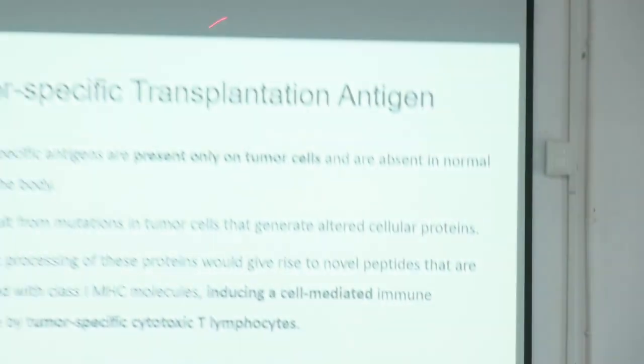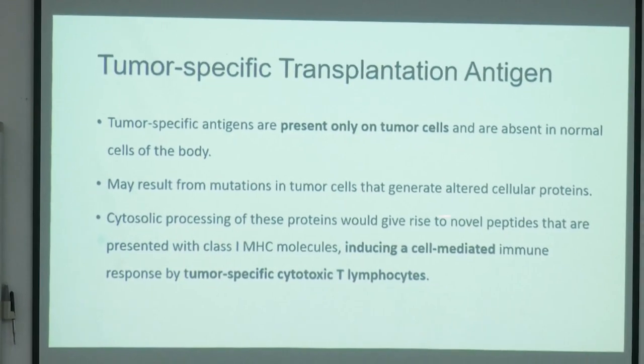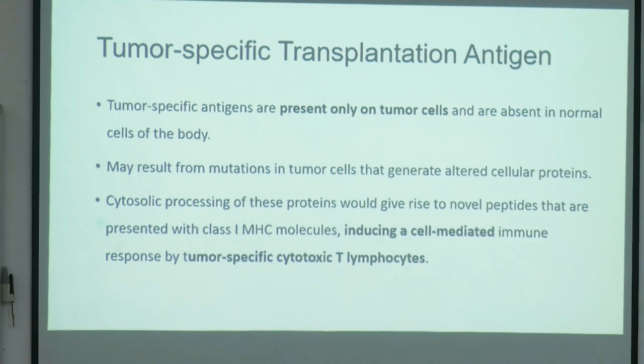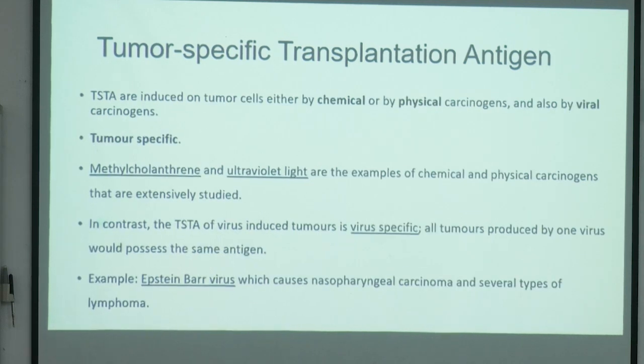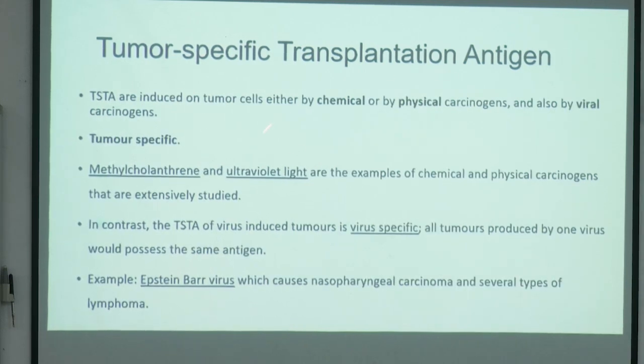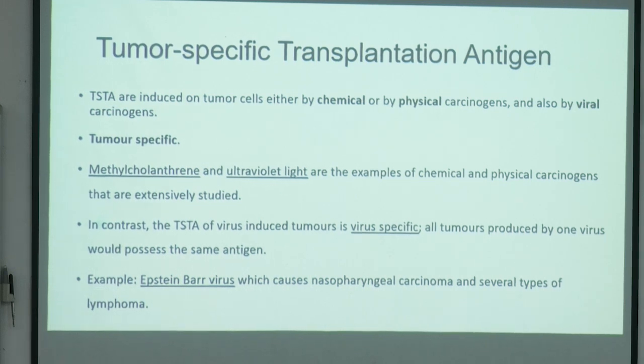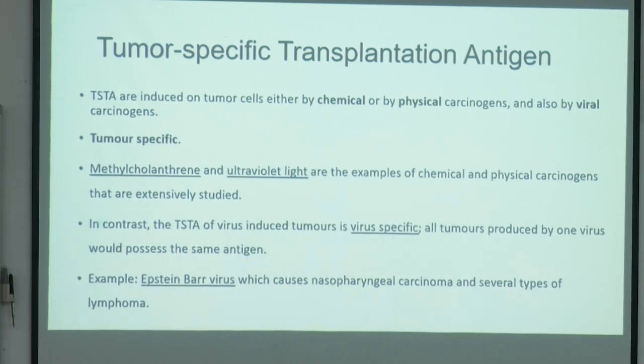Tumor specific antigens are present only on the tumor cells and they are not present in normal cells. That's why they are called tumor specific. And they induce cell mediated immune response. What are these? These are either chemical or physical carcinogens which induce the cancer, or it could be viral carcinogens which induce the malignancy. For example, ultraviolet ray or like Epstein-Barr virus, we will learn about when we study virology, which causes nasopharyngeal carcinoma.